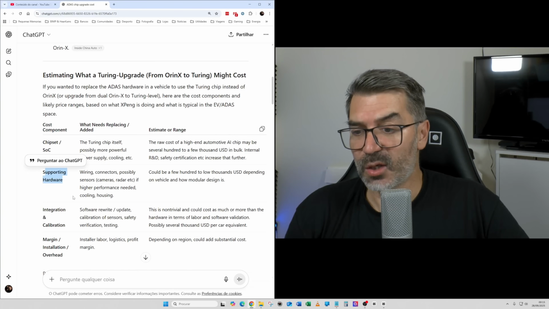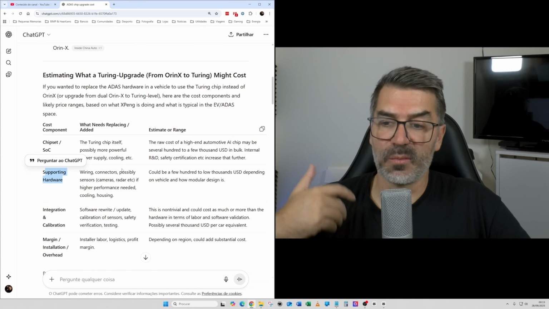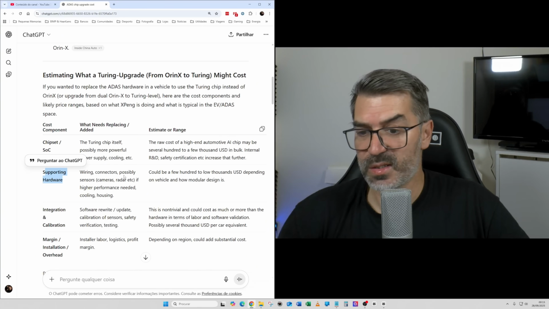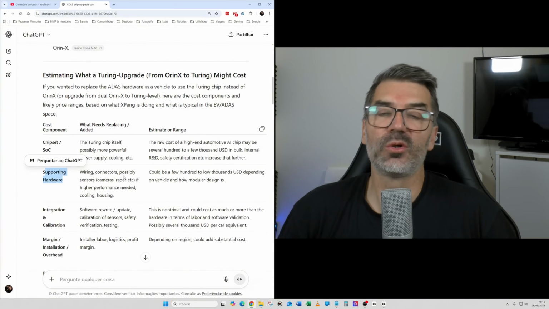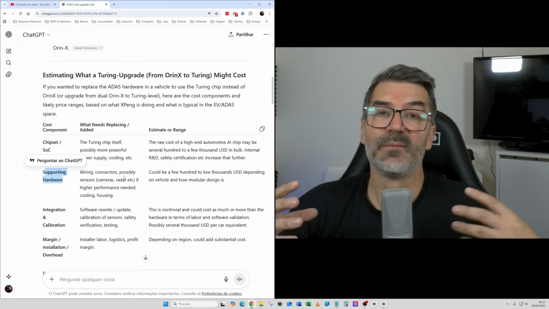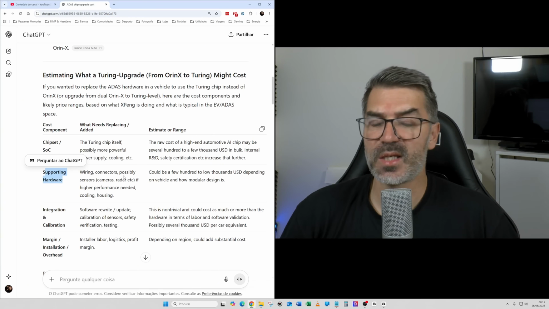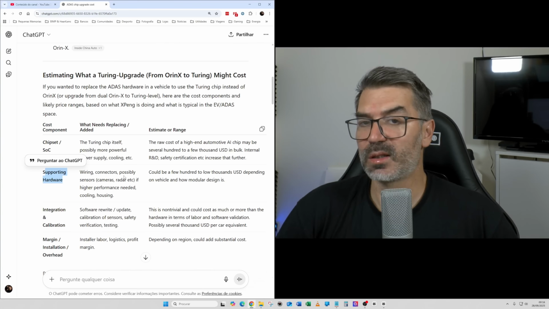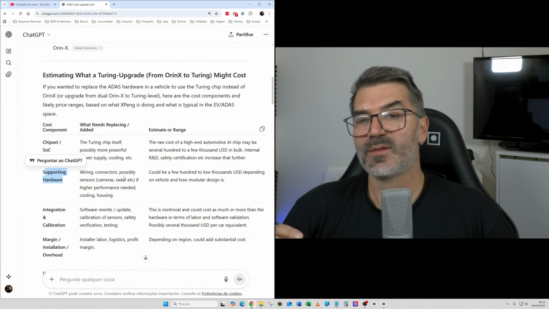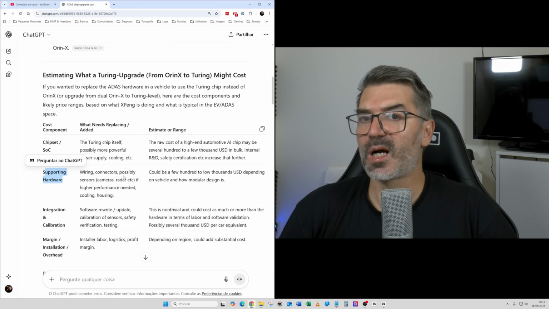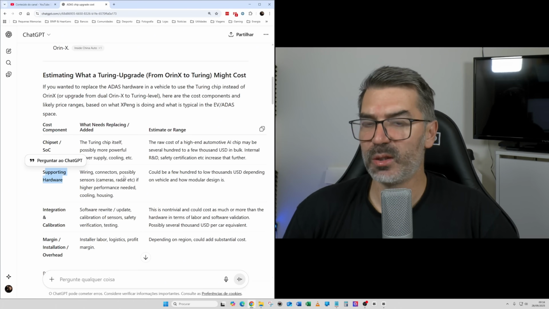Then supporting hardware, so wiring, connectors, possible sensors, cameras, radars, etc. I believe that we don't need much of these because the platforms themselves in China and in Europe are more or less the same. It was just stripped down a little bit in Europe. So I do believe that the supporting hardware should not be a real problem here.